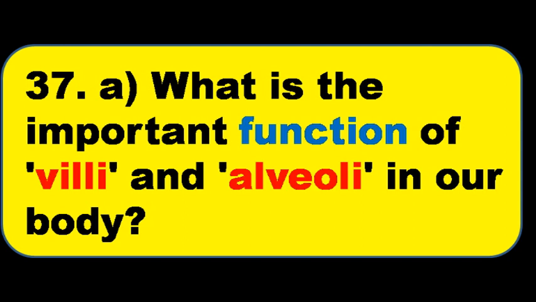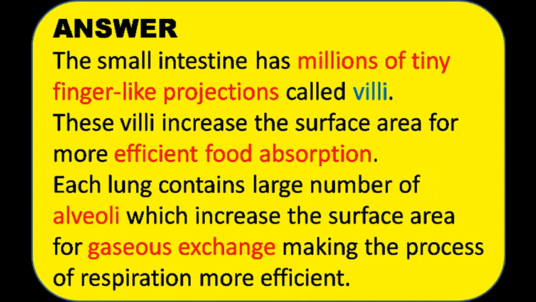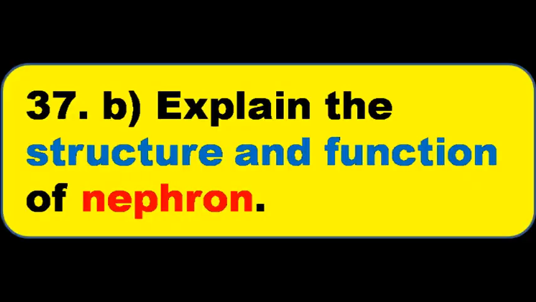What is the important function of villi and alveoli in our body? The small intestine has millions of tiny finger-like projections called villi. These villi increase the surface area for more efficient food absorption. Each lung contains large number of alveoli which increase the surface area for gaseous exchange, making the process of respiration more efficient.